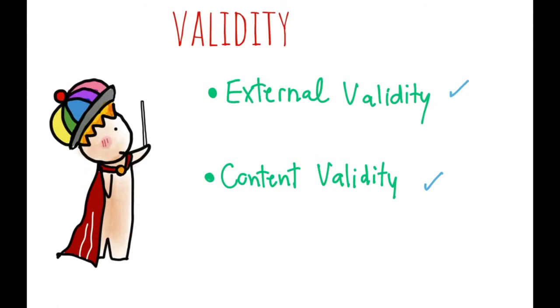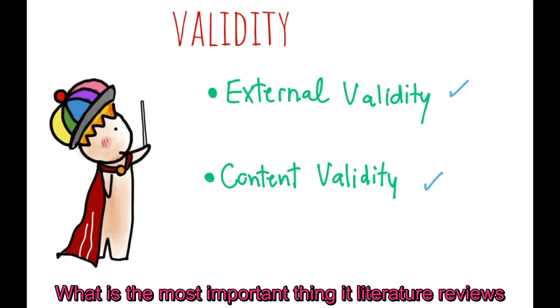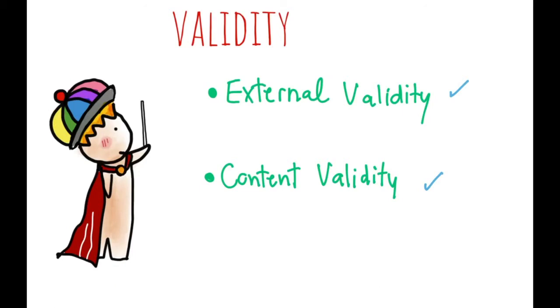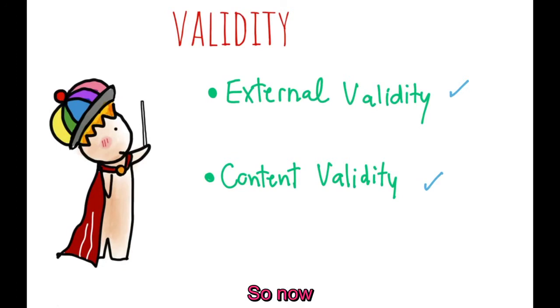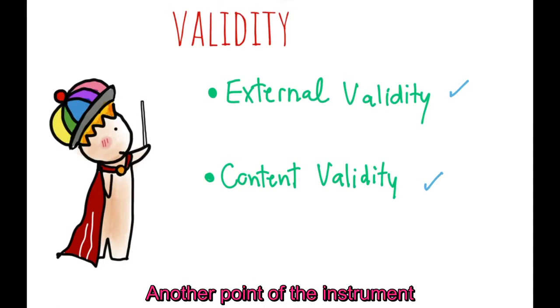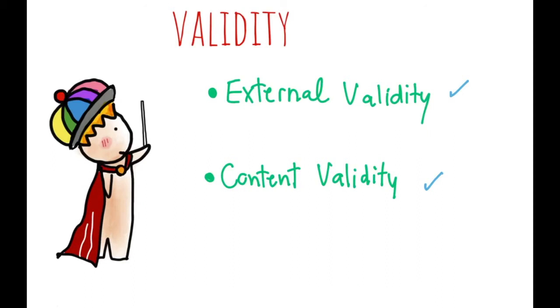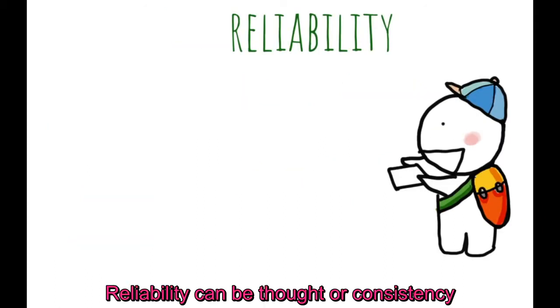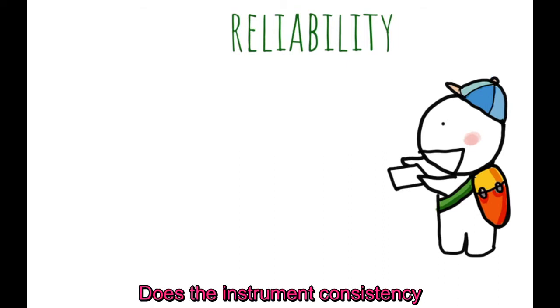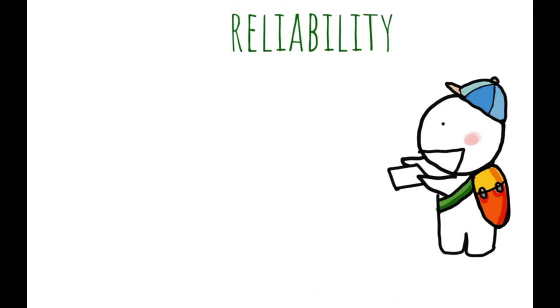So, if you want to have content validity, one of the most important things is the literature review, and the question items should not be off the topic. So now another point about instruments is reliability. Reliability can be thought of as consistency. Does the instrument consistently measure what it is intended to measure?